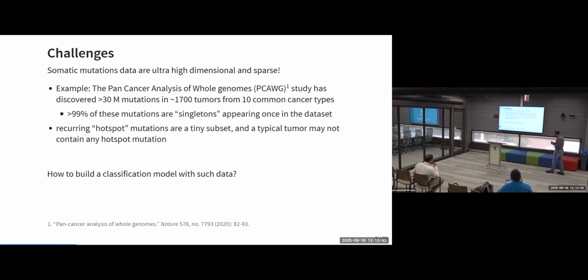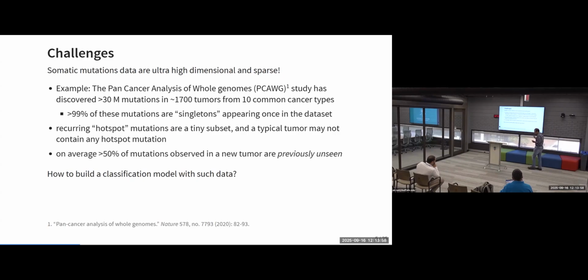There are a handful of recurring or hotspot mutations, very specific mutations that are highly predictive of different cancer types, but that's only a handful. It's a tiny subset of all the mutations we have collected data on so far.